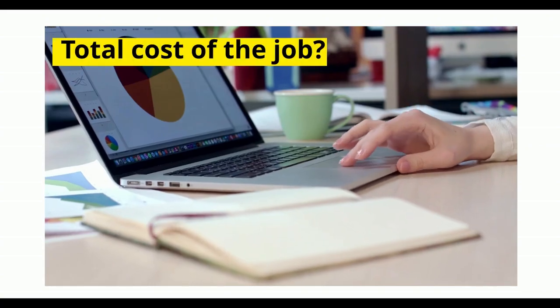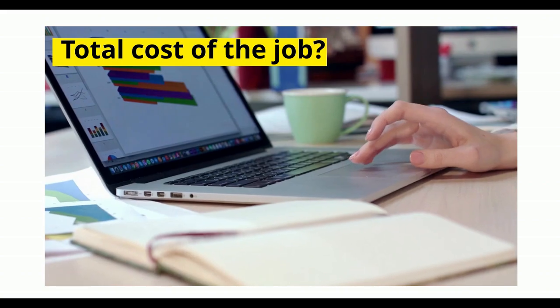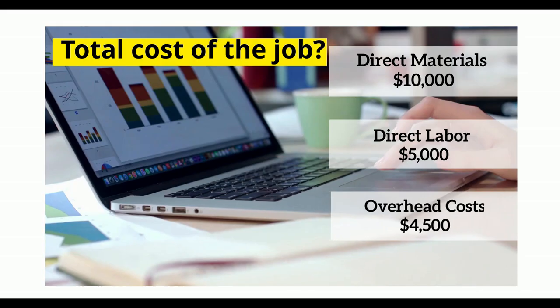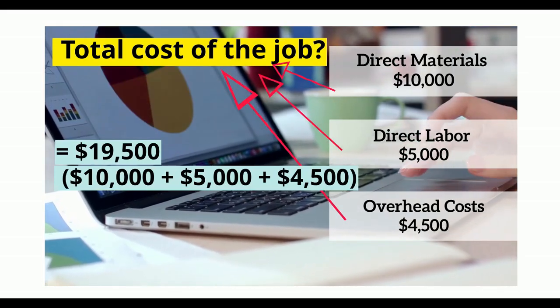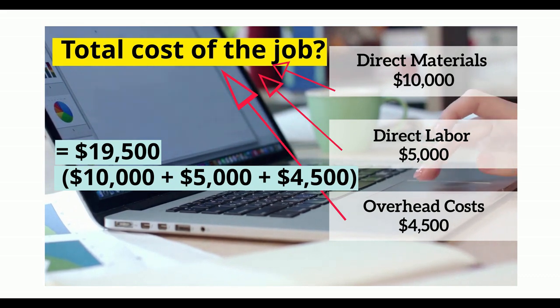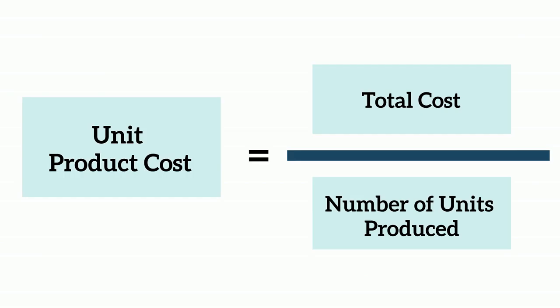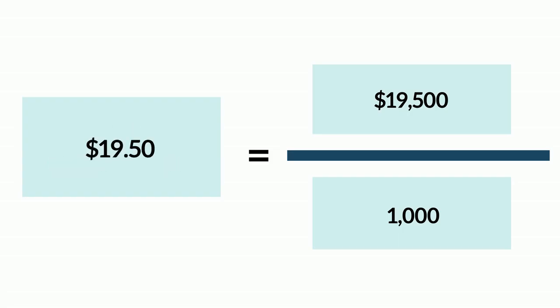Now that we have the overhead cost, we can calculate the total cost of the job. The total cost is the sum of the direct materials cost, direct labor cost, and overhead cost. In our case, the total cost of the job is $19,500. Finally, we can calculate the unit product cost by dividing the total cost by the number of units produced. If we produced 1,000 units, the unit product cost would be $19.50.